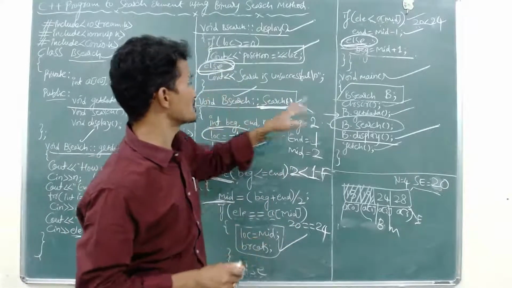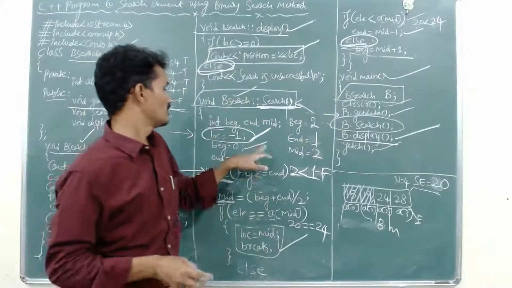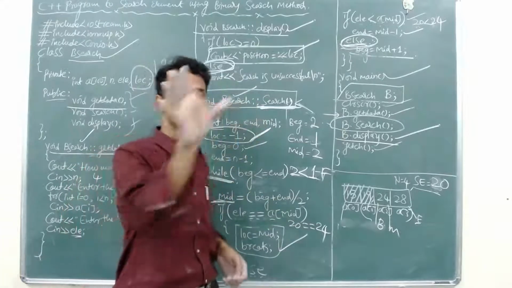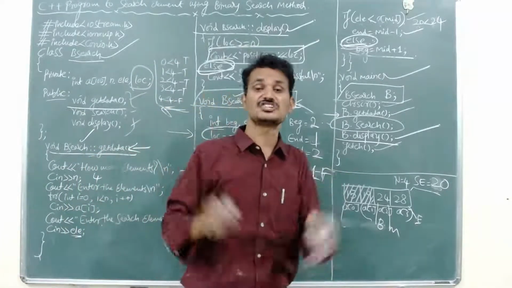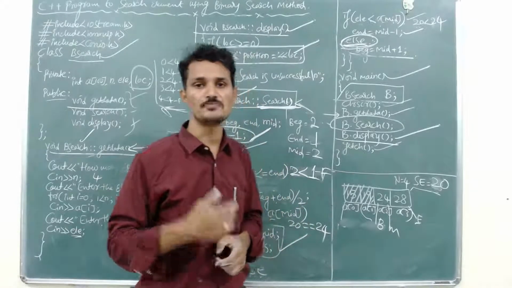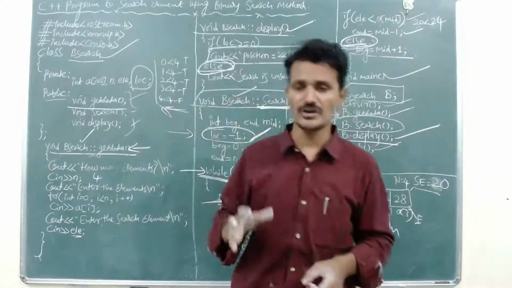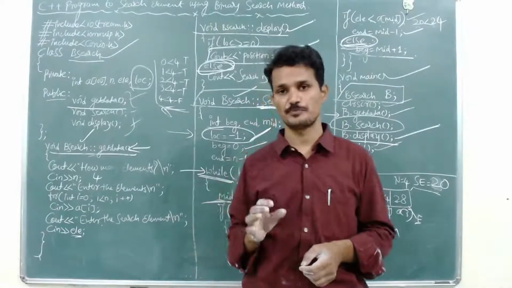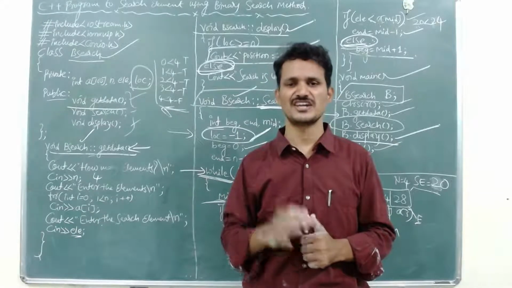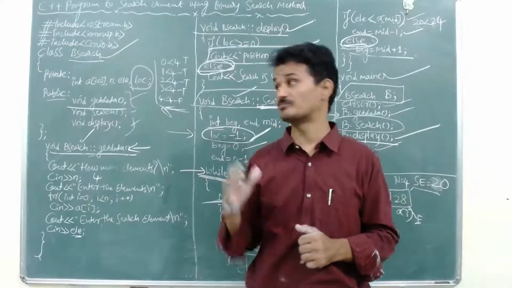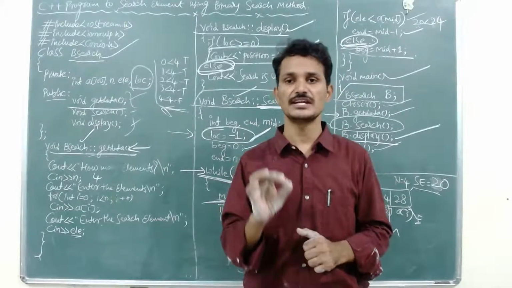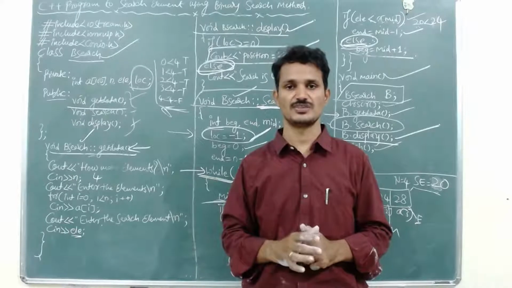If the searching element is not present, we come across the condition where end is greater than beginning. At that time, I display an appropriate message: search is unsuccessful. This is how the binary search algorithm works. The most important thing in binary search is that elements must be in a sorted fashion. That is the key of binary search. Only then is it possible to search the element.